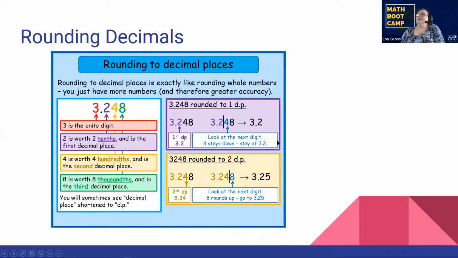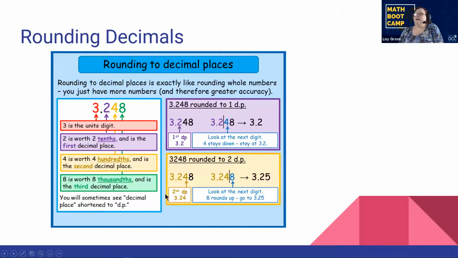When you're rounding decimal places, it's exactly like rounding whole numbers. So 3 here is the ones digit, then we have tenths. We have a 4 in the hundredths, we have an 8 in the thousandths, which is the third decimal place. When we are rounding, we do it exactly the same way we do with whole numbers. If I want to round to one decimal place, what is the key number? It's the one just to the right. We have to look next door at the number to the right. Since that number is a 4, 4 and below, it stays on the floor.